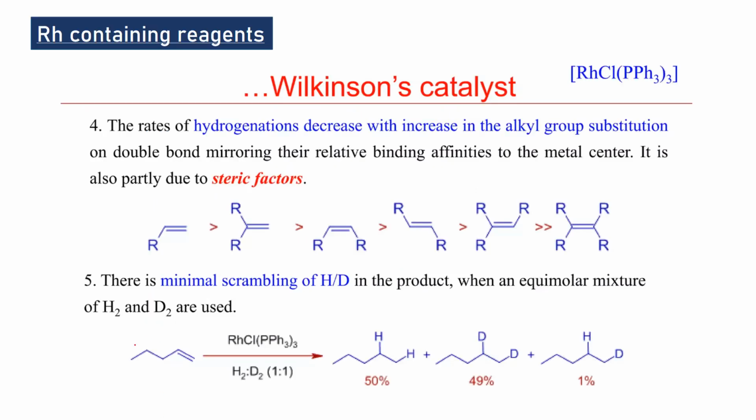Next, one of the important rhodium containing reagents is Wilkinson catalyst. This Wilkinson catalyst undergoes hydrogenation of the double bond. If you add Wilkinson catalyst to an alkene, this leads to hydrogenation, giving an alkane as our product.